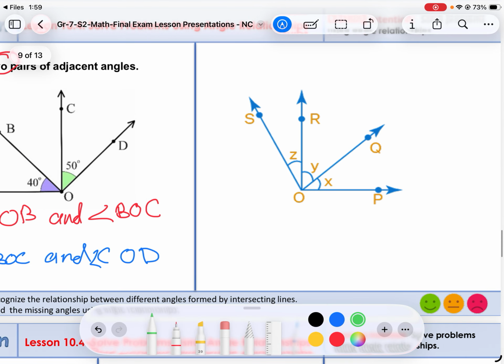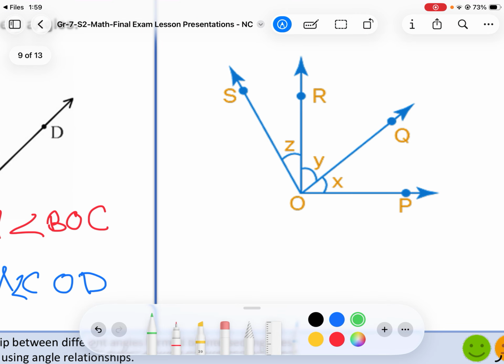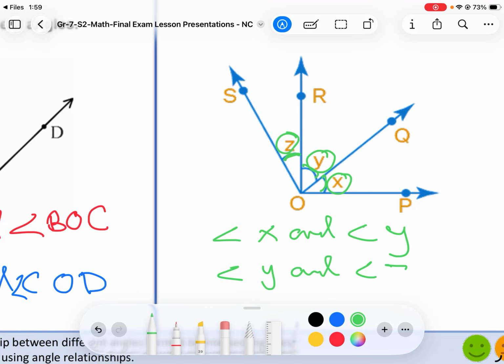Okay, moving on to this one, we will use the same way to name an angle. In this question, you have two options. Either you use the 3 letters to name it, and here, you guys are lucky. They named it for you. They said this angle is angle Z, this angle is angle Y, and this one is angle X. So you can tell me angle X and angle Y, they are adjacent. Or the second pair, angle Y and angle Z, they are adjacent.